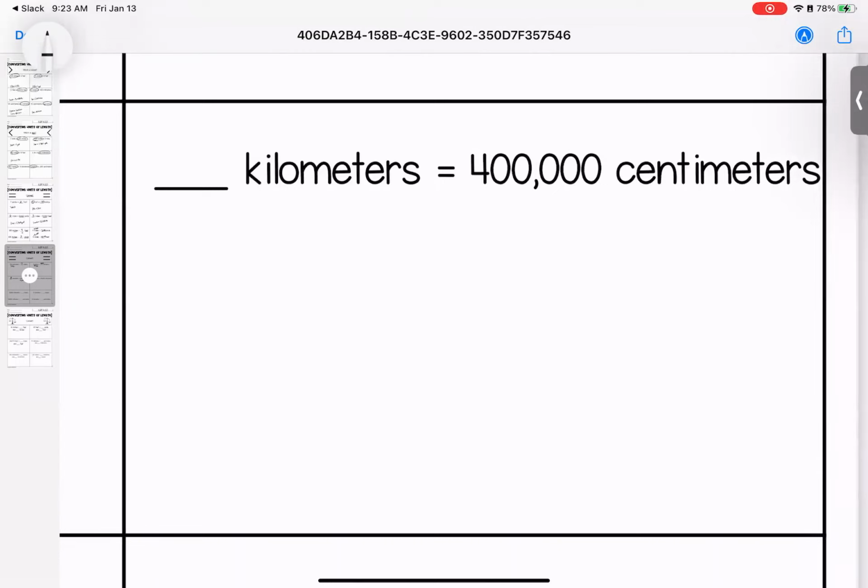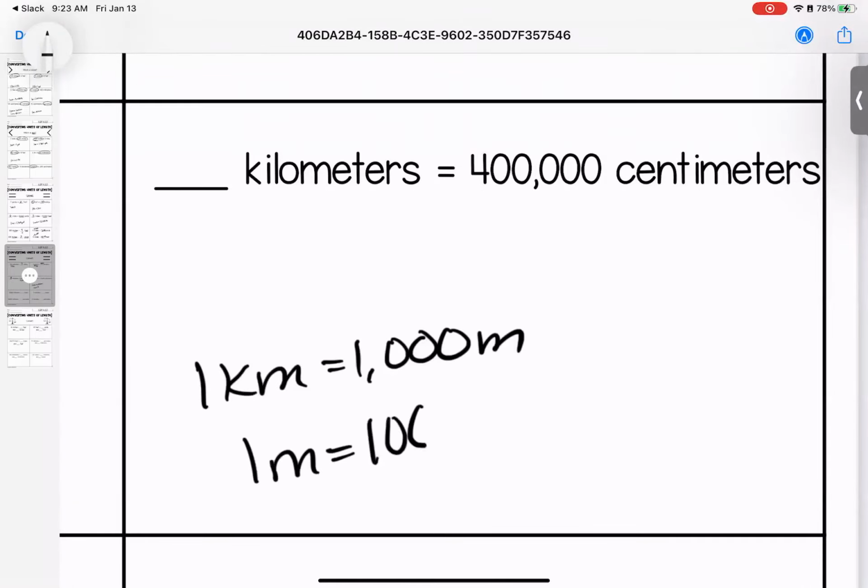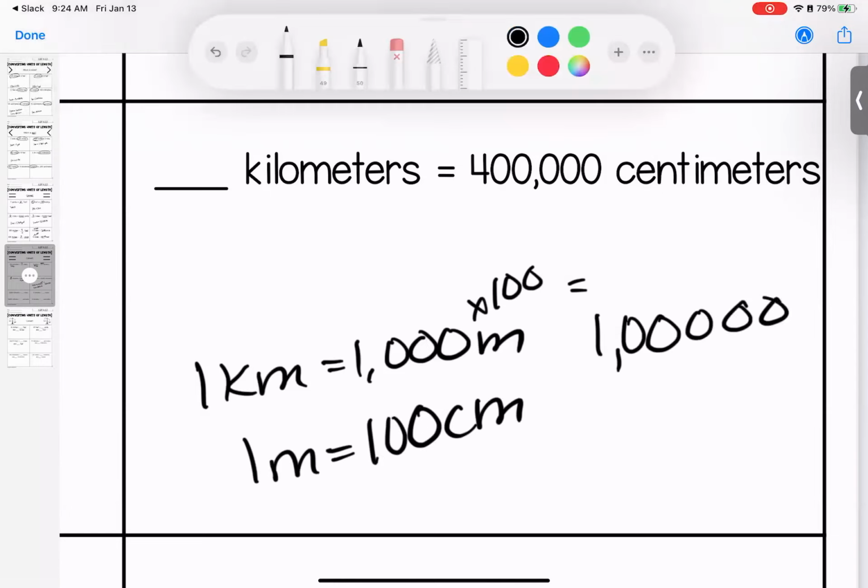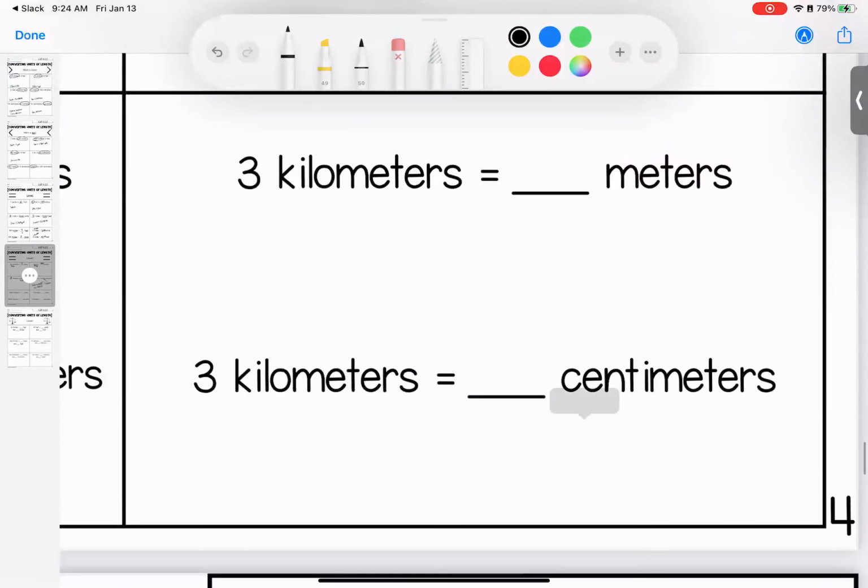Centimeters to kilometers. This one took a couple of extra steps because I need to figure out how many centimeters are in a kilometer using a couple things. 1 kilometer equals 1,000 meters, and 1 meter equals 100 centimeters. So I need to take my 1,000 and times it by 100, which gives me a 1 with 5 zeros. Oop, my comma's going to be in the wrong spot. 1, 2, 3, 4, 5. Let me move that. There we go. So when we divide this by 100,000, we get 4. Sometimes you have to double convert to get what we're looking for.